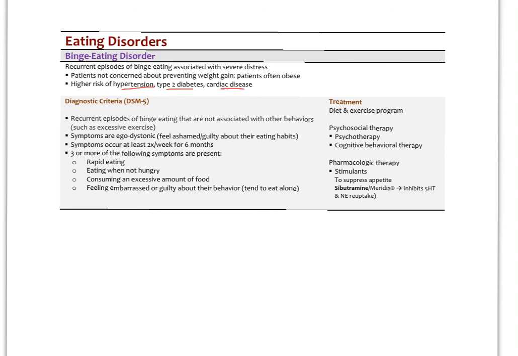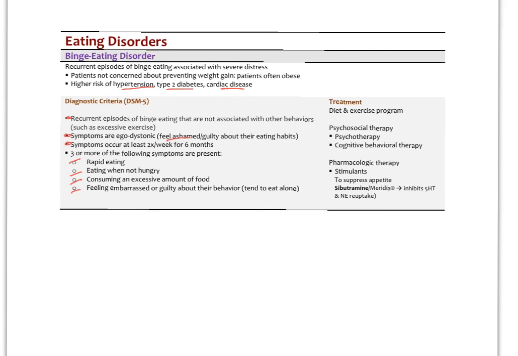So the criteria here are recurrent episodes of binge eating that are not associated with other behaviors, such as excessive exercise. Symptoms are ego dystonic, so patients do feel ashamed. They're guilty about their eating habits. They know they're overeating. Symptoms often occur at least 2 times a week for 6 months, and 3 or more of the following have to be present: rapid eating, eating when not hungry, consuming an excessive amount of food, and then feeling embarrassed or guilty about their behavior. They tend to eat alone or in secret.